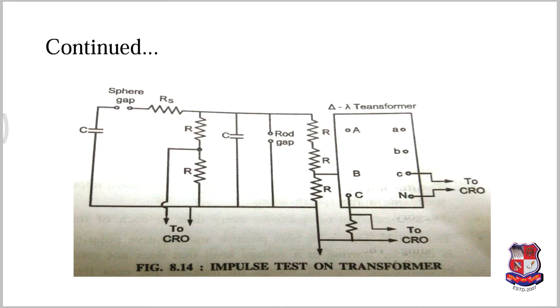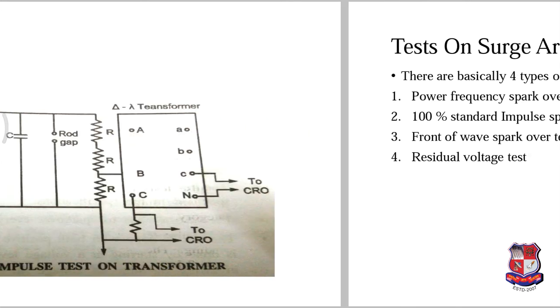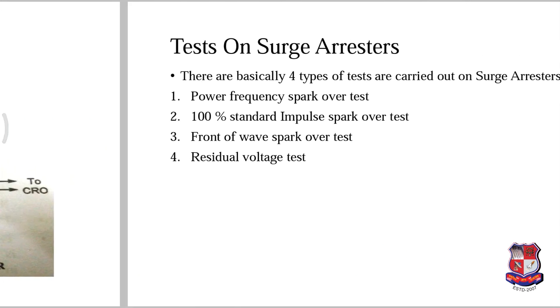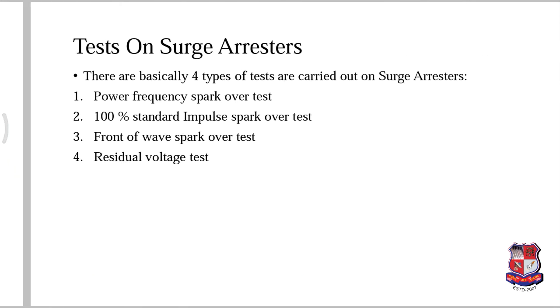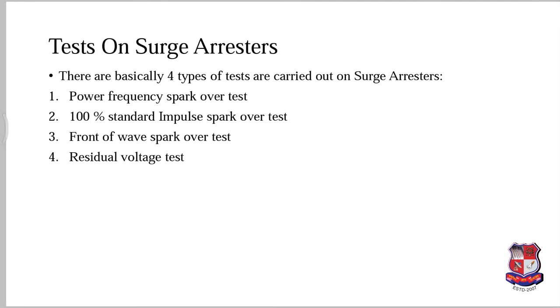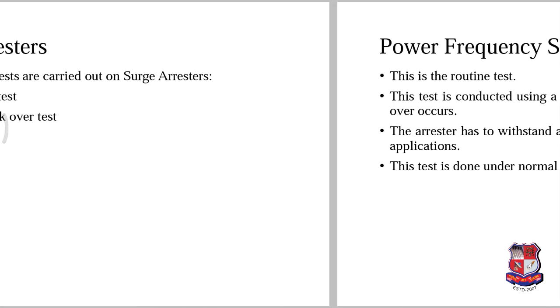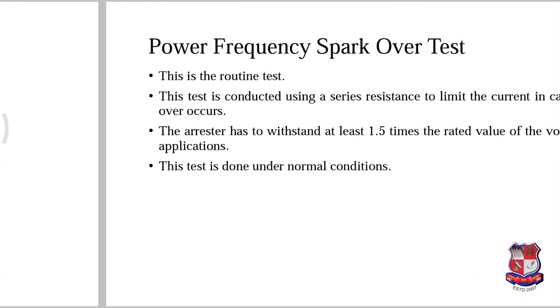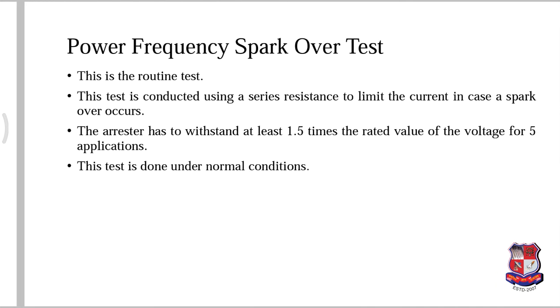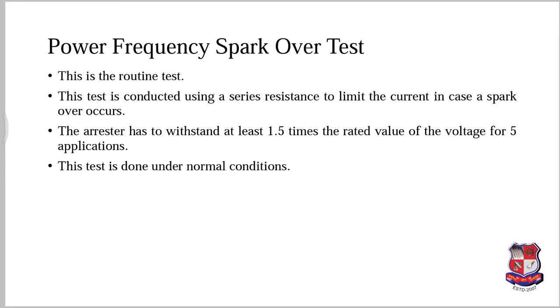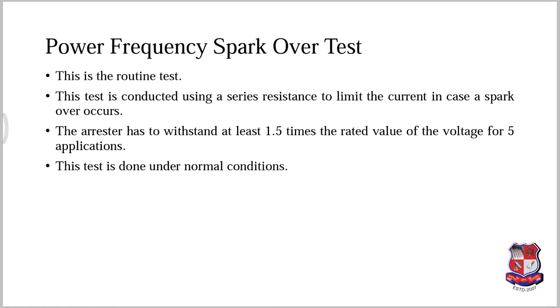Okay, now testing on the transformer. This test is carried out on the transformer to determine the ability of insulation to withstand high voltages. Impulse test is carried out on a transformer to check the ability of withstanding against lightning surge. In the impulse test, the surges are applied to 1 or 2 phases of the HV or low voltage winding. The impulse voltage is generated by the impulse generator.